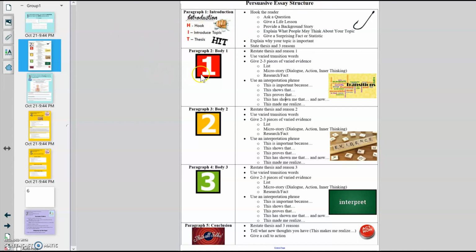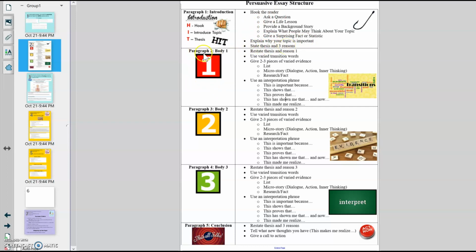There are 5 paragraphs, so please note that this is different than an extended response. In an extended response, that's just for taking a test. You'll be answering a question, and it's only 4 paragraphs. Persuasive essays are very different. We're going to come up with our own thesis or claim, and we're going to find 3 reasons why that claim is true. So in the introduction, you're going to hook the reader, explain why your topic is important, and give your thesis and 3 reasons.